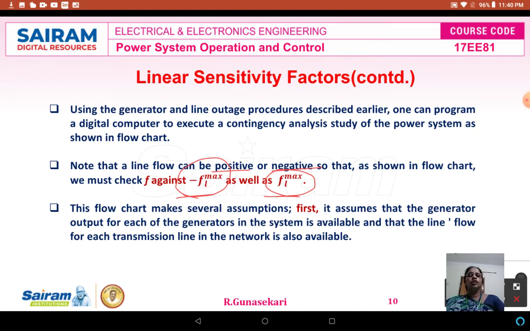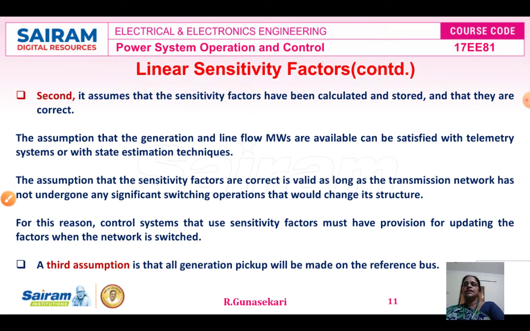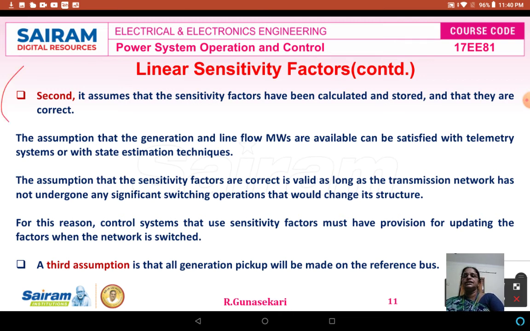The flow chart makes several assumptions. The first assumption is that the generator output for each generator in the power system is available, and the line flow for each transmission line in the network is also available. So this is the first assumption. Then what is the second assumption?